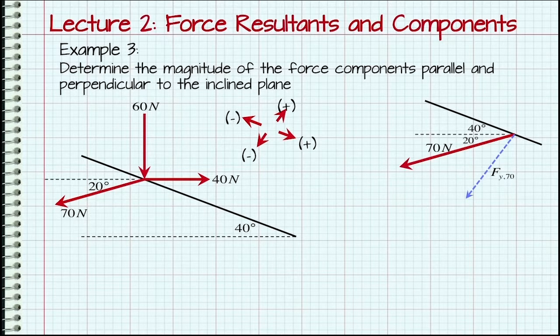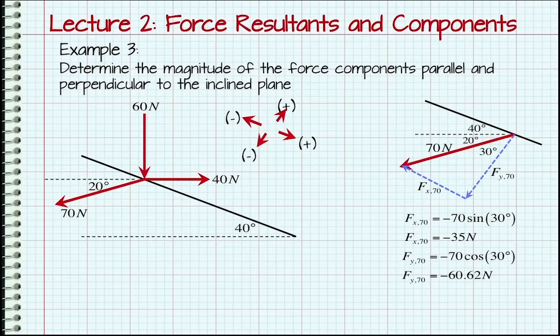Sometimes the trickiest thing about these questions is working out the angle you need for your right angle triangle. In this case, we know the force component, Fy70, is at right angles to the inclined axis. This means that the angle inside our triangle must be 90 degrees minus 40 minus 20, which gives us 30 degrees. And now we're back on track.